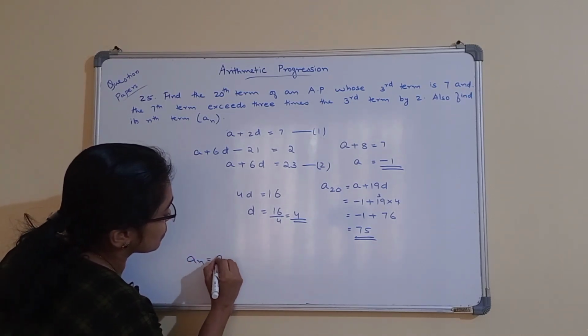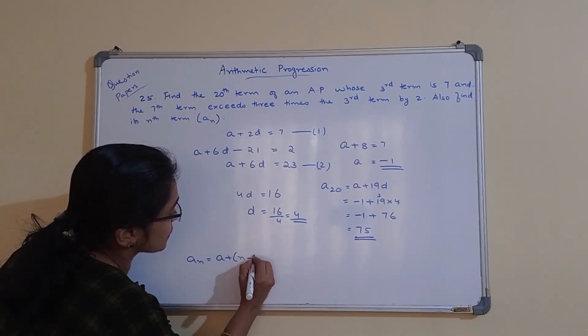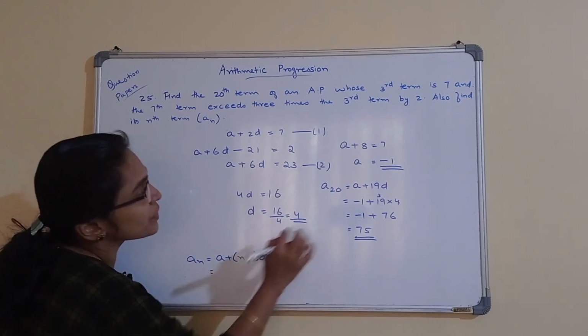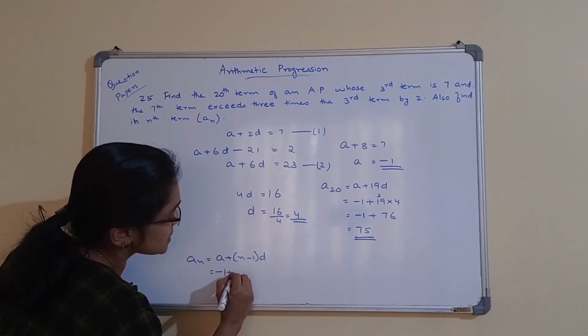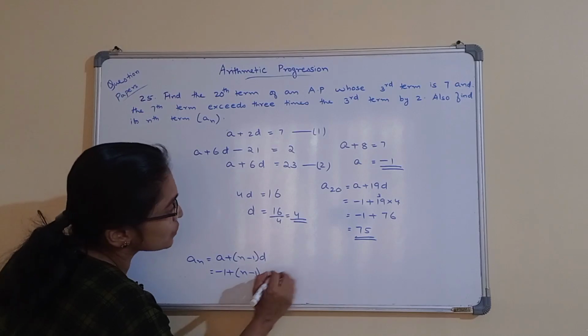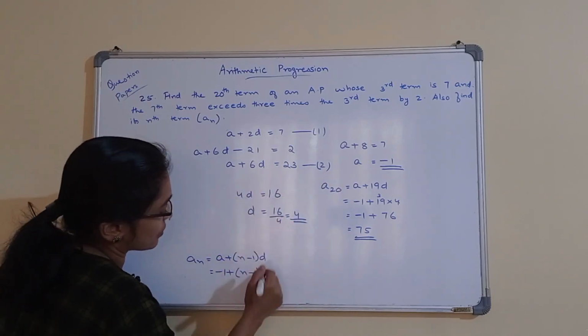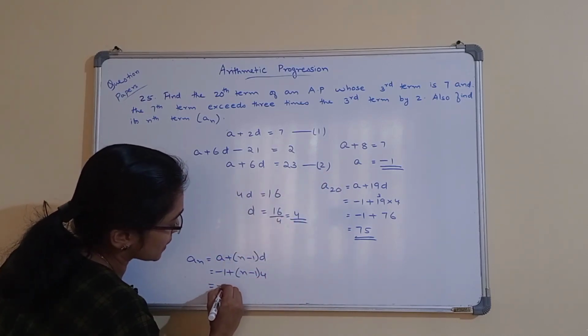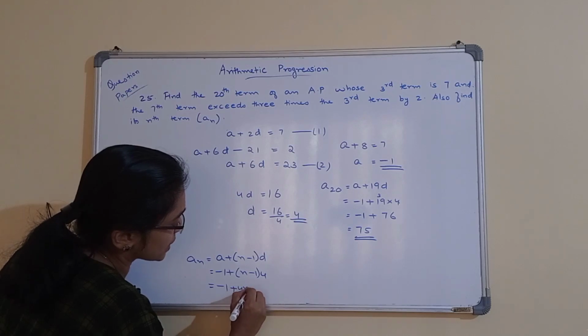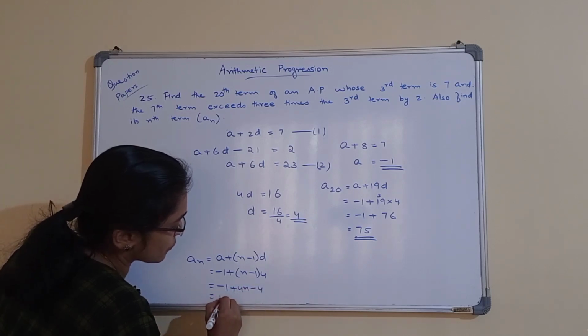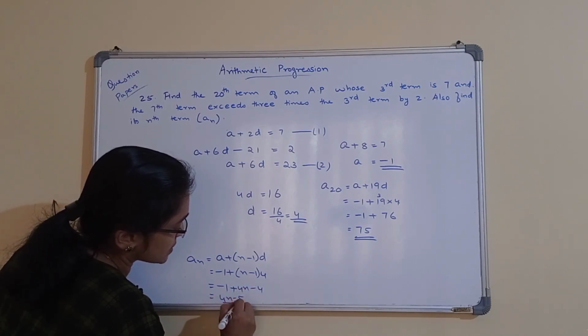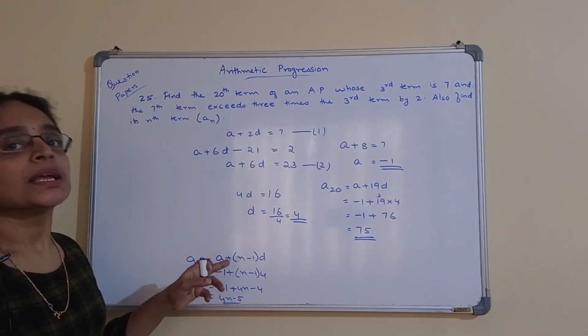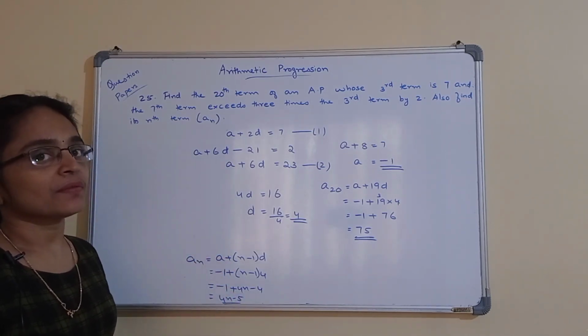Now we have to find the nth term, an. An is equal to a plus n minus 1 into d, which is equal to a is minus 1 plus n minus 1 into d is 4, which is equal to minus 1 plus 4n minus 4, which is equal to 4n minus 5. So what is the nth term here? It is 4n minus 5.